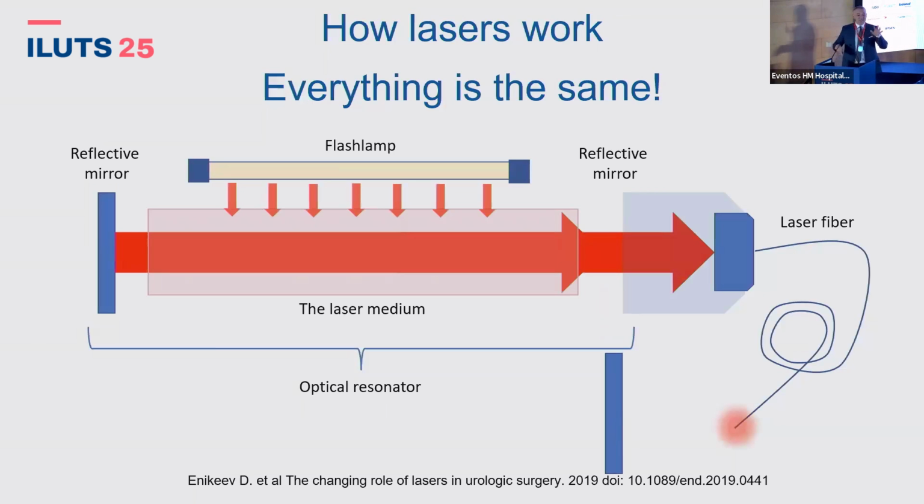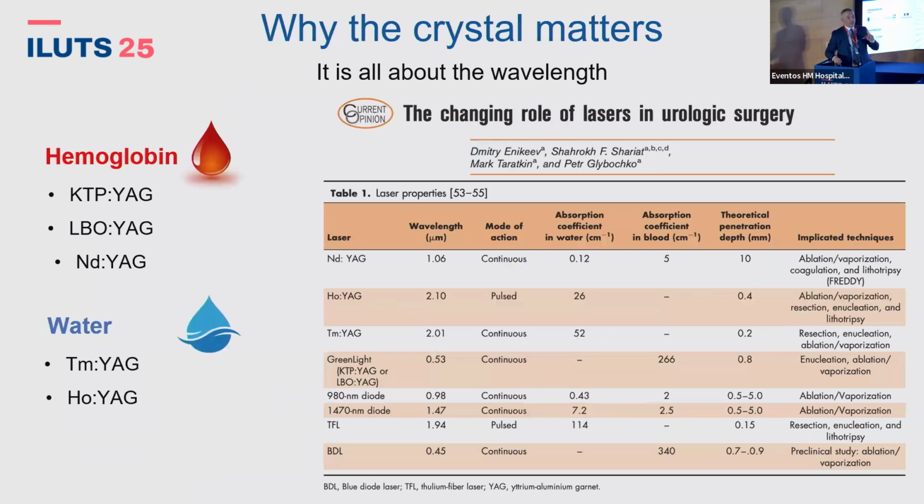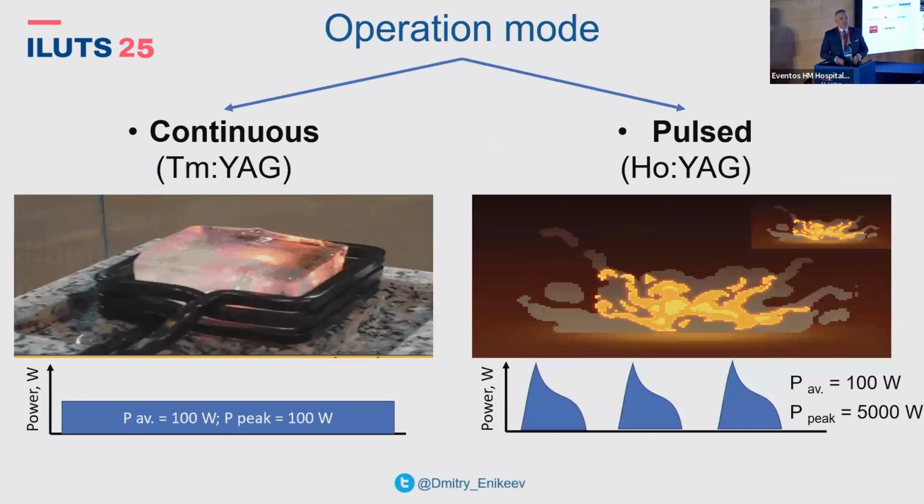While the mechanism is always the same, lasers differ in their crystal. And each crystal has its own wavelength. And the wavelength determines whether energy is absorbed by water or by hemoglobin. So today, for all the lasers that we use in our urological practice, their energy is absorbed by water. And a little bit later, I will explain why it is so important. Lasers whose energy is absorbed by hemoglobin, we use for cancer ablation. Previously we used the green light laser, which is also well known for vaporization. But now, for all the lasers, their energy is absorbed by water.